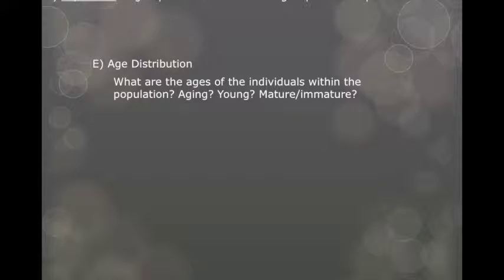Next is age distribution. For example, we might ask ourselves the questions, what are the ages of the individuals within the population? Is the population aging, as in there's a majority of older individuals? Is it a young population where there's a lot of young individuals? Are they sexually mature or immature? All of those things can contribute to how a population behaves.